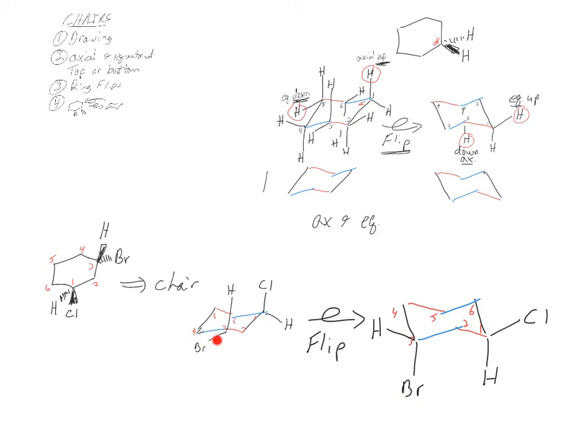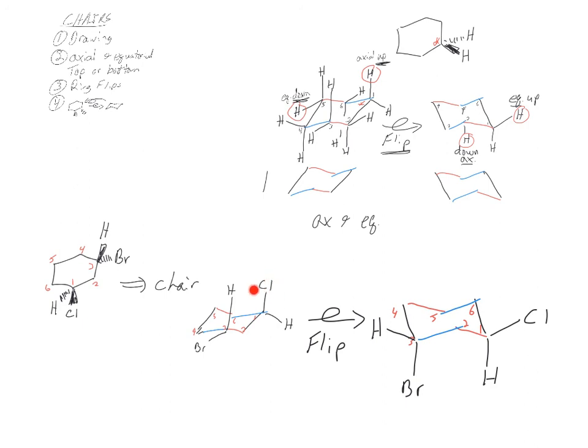So if I saw this bromine, I said, whoa, this bromine's down, and it's equatorial. That means it's going to have to be down and axial on the flip. And that's what the game trains you to practice. You recognize, is it axial or equatorial? Then it has to be the opposite after the flip, but it still has to be on the same side, top or bottom, right?